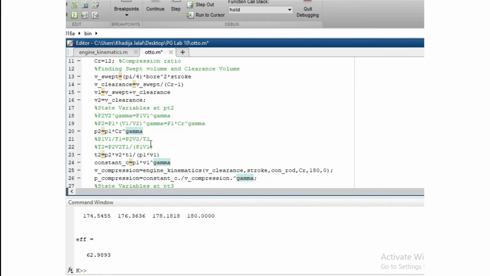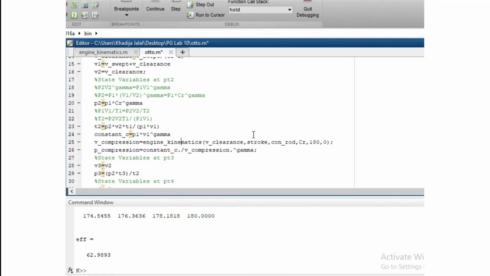Now in order to find the temperature, again we will use the relationship of entropy, that is P1 V1 over T1 is equal to P2 V2 divided by T2. By rearranging the equation, we will get the expression for T2. By using this expression, we will find the temperature at state 2. So you can see here, by using the relationship of entropy, we have calculated the pressure and temperature at state 2.